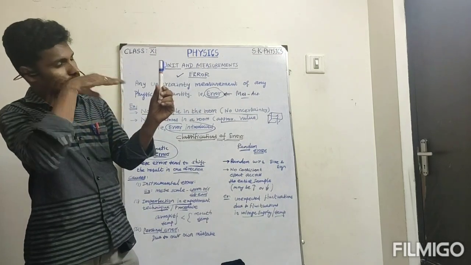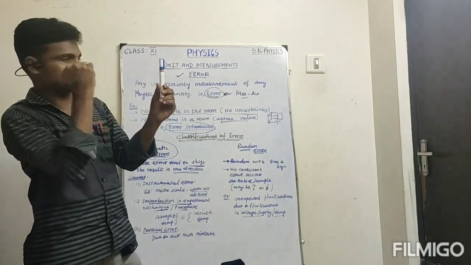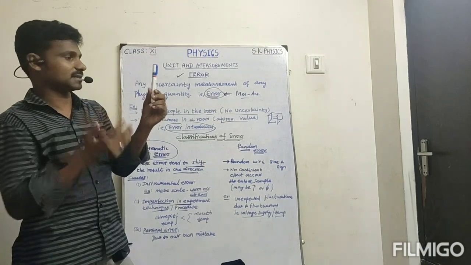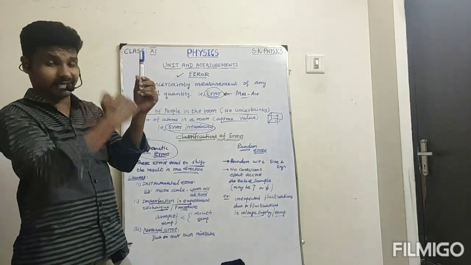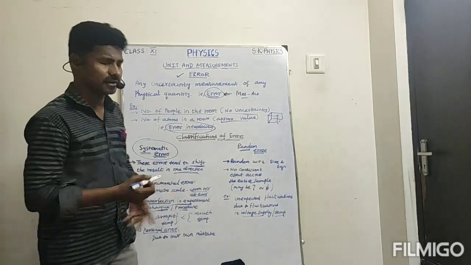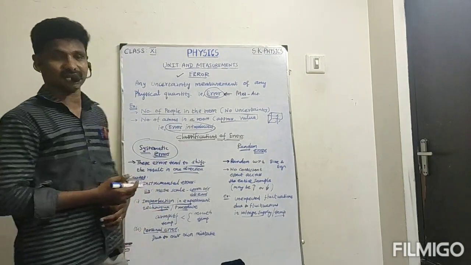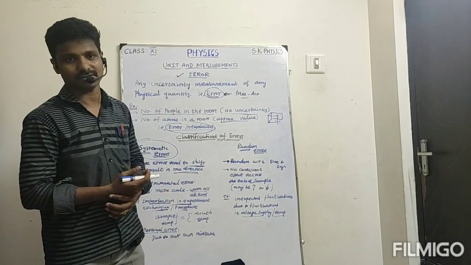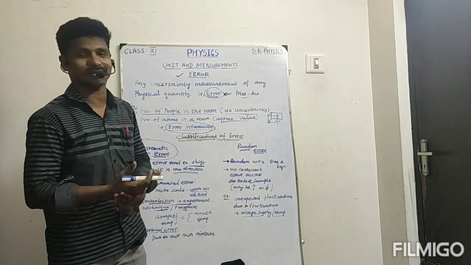Your eyesight should be on the line. But instead of that, they are looking from under the line or above the line. Okay, so that is personal error or man-made error. They don't know how to take the reading.